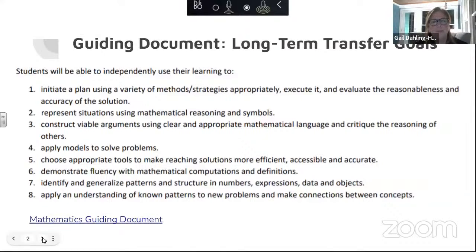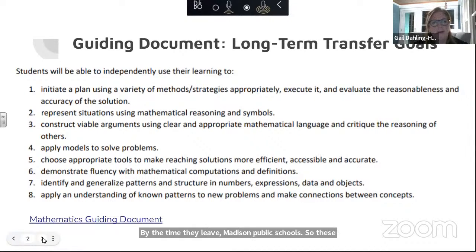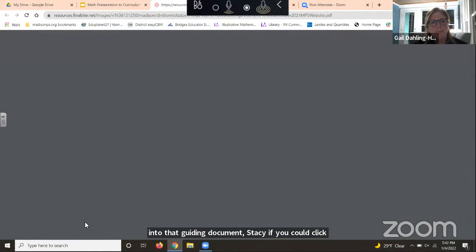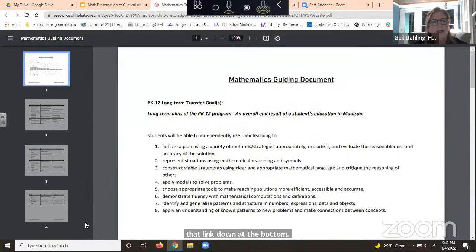Kids, all of our students to be able to do independently by the time they leave Madison Public Schools. So these are all of the outcomes. I'm going to give you a look into that guiding document. Stacy, if you could click that link down at the bottom. And Jen's going to go into this a little bit more about our process.